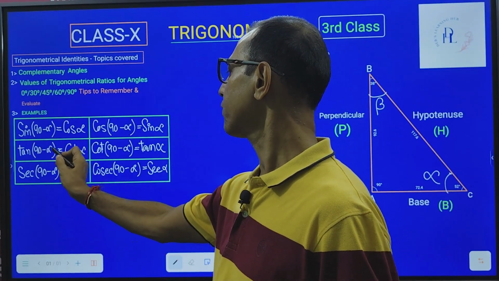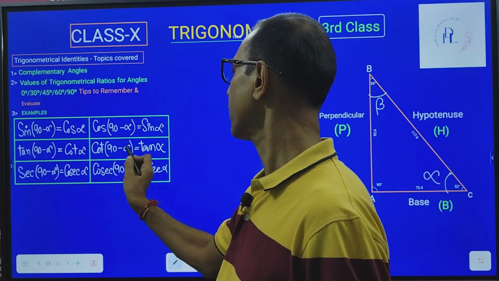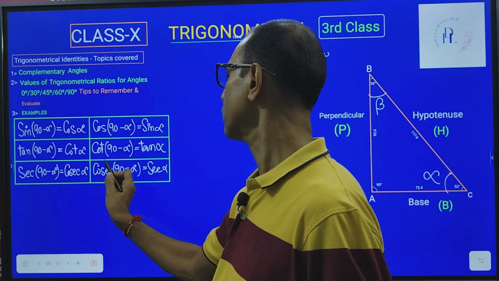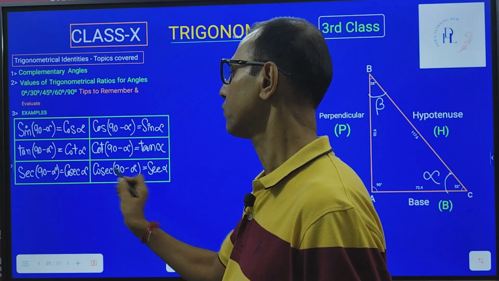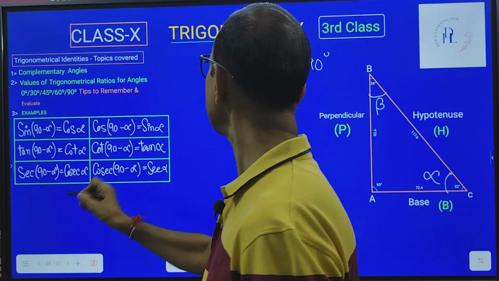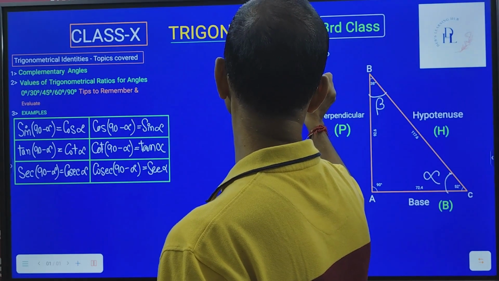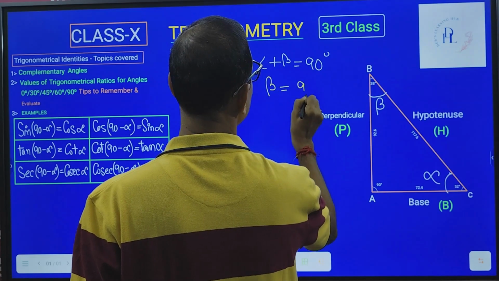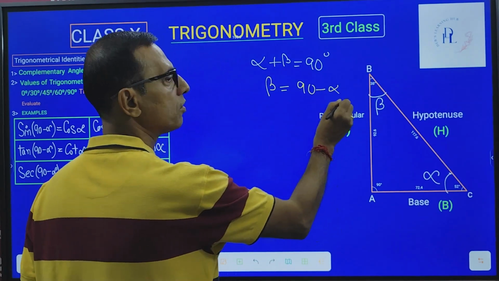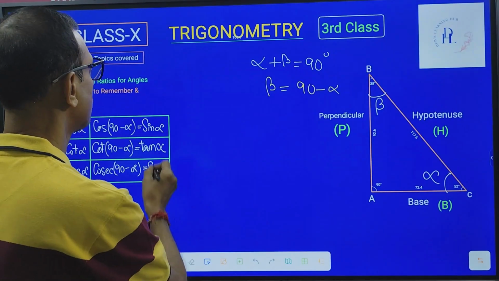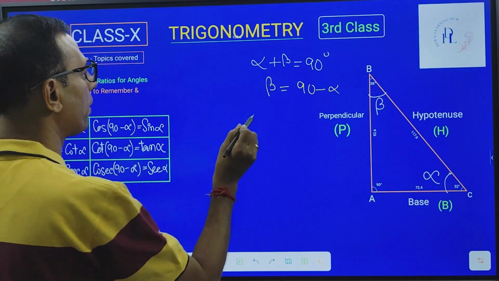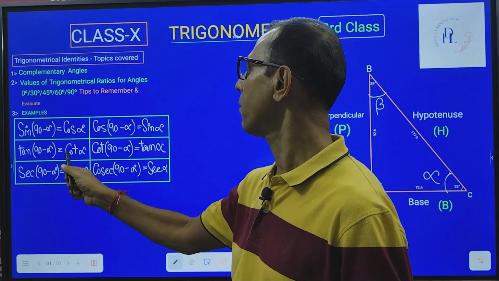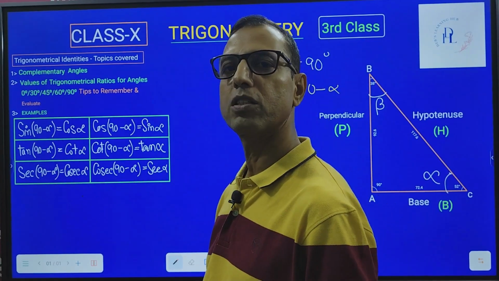Another formula is tan of 90 minus alpha equals cot alpha. Cot of 90 minus alpha equals tan alpha. Sec of 90 minus alpha equals cosec alpha, and cosec of 90 minus alpha equals sec alpha. What is this 90 minus alpha? It is nothing but beta. Beta equals 90 minus alpha, as we have already seen. So alpha and beta are complementary to each other. These 6 formulas in trigonometry with respect to complementary angles you need to remember.